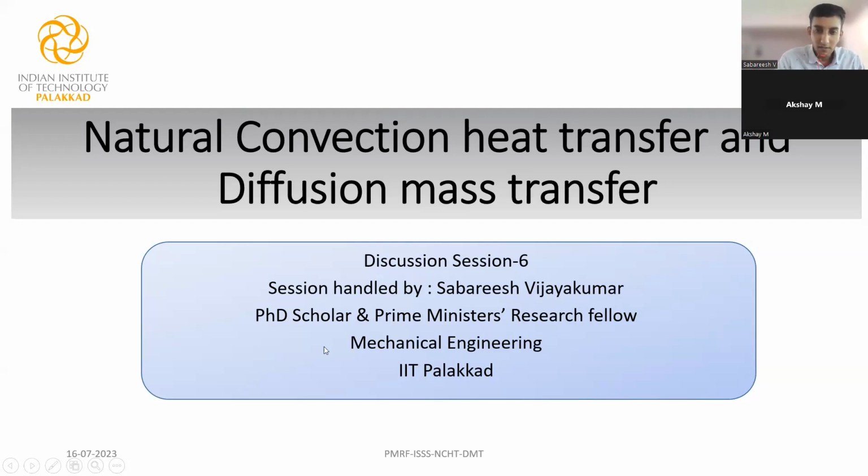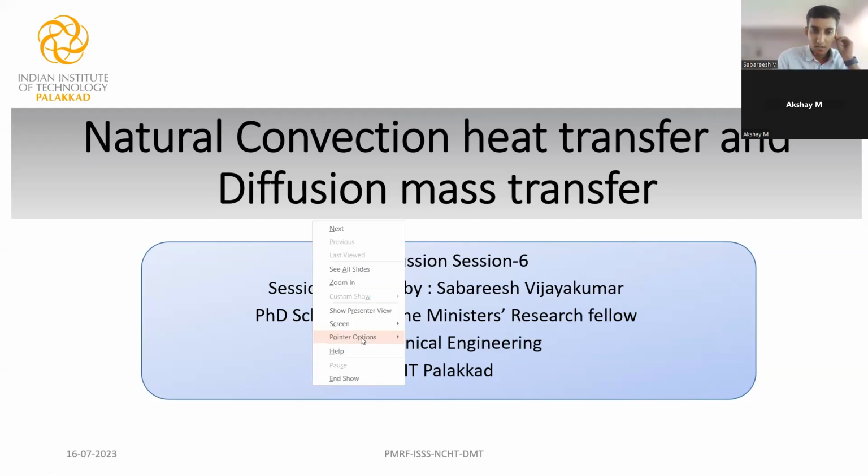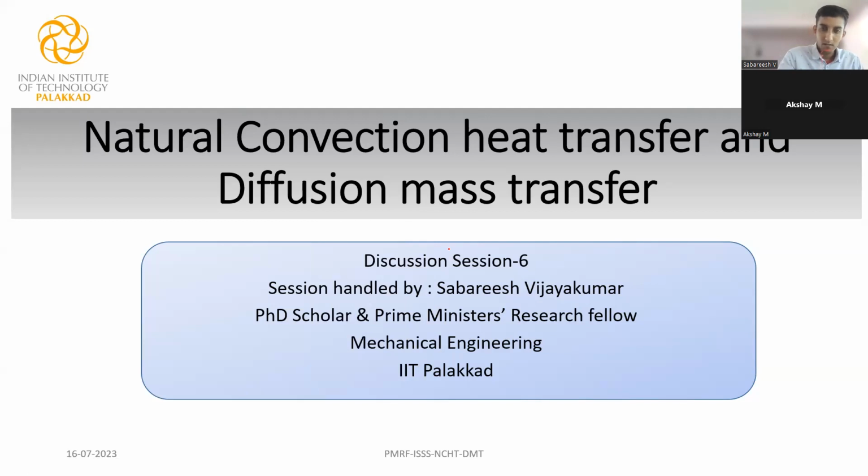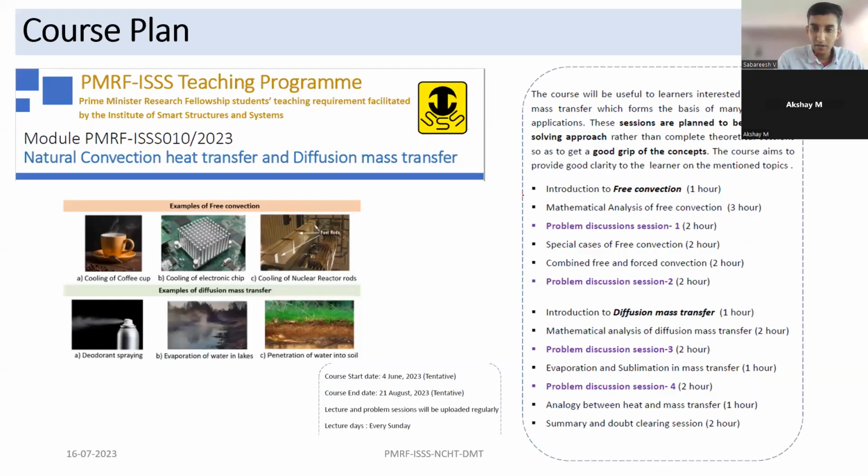So let us start with discussion session 6 of natural convection heat transfer and diffusion mass transfer. So far we have covered introduction, mathematical analysis, problem session 1 and some special cases. And we will be combining together combined free and forced convection and discussing some problems with regard to that. So we are coming to an end of free convection, or natural convection, by today.